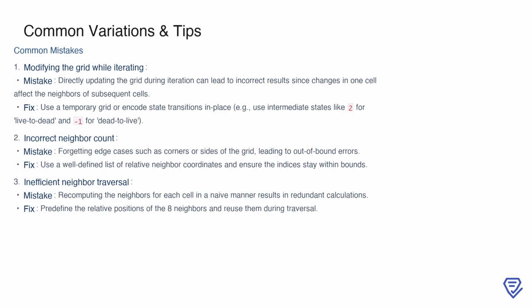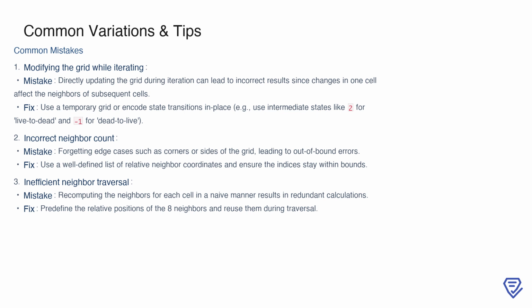When tackling the game of life problem, there are some common mistakes that can trip you up if you're not careful. One frequent issue is modifying the grid while you're iterating over it. If you update a cell directly, those changes can affect the computation of neighboring cells, leading to incorrect results. To avoid this, you can either use a temporary grid to store the next state or encode transitions directly in the existing grid by using intermediate states.